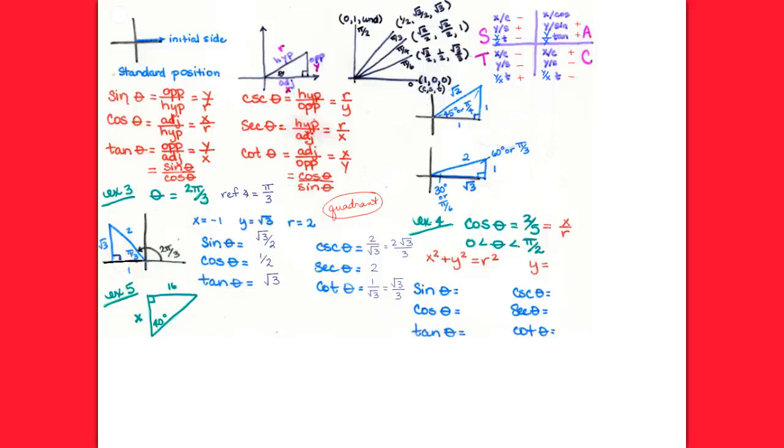Now, that gave me the values. I still have to go back and figure out, are these positive or negative based on the quadrant that I'm in? So we've already talked about the fact that we're in the second quadrant, and in the second quadrant, only sine is positive. So I would go back and say that sine and its reciprocal cosecant are positive, but everything else would be negative.